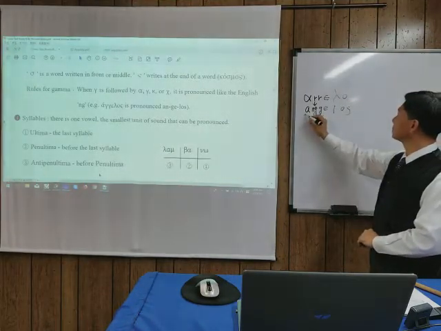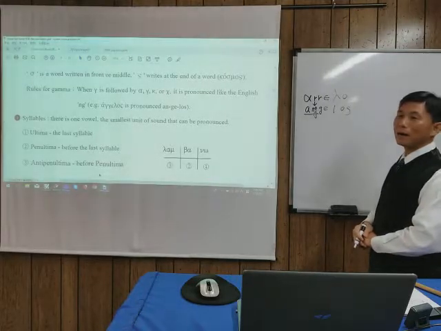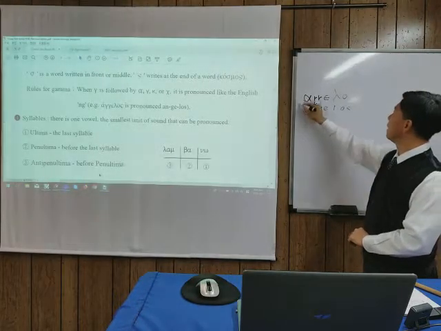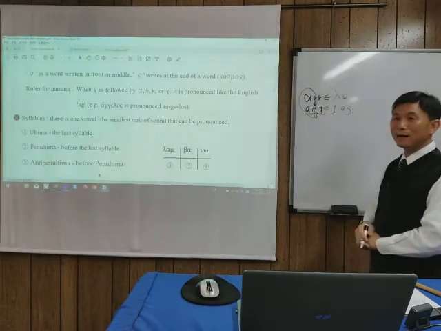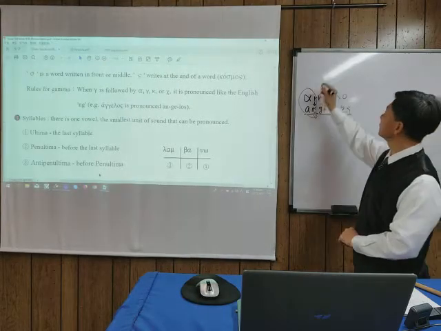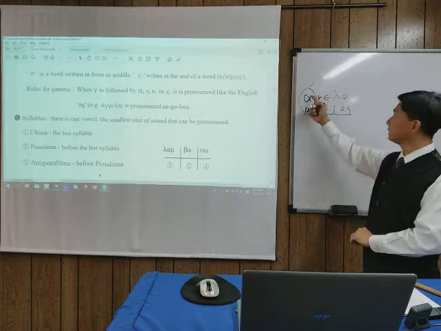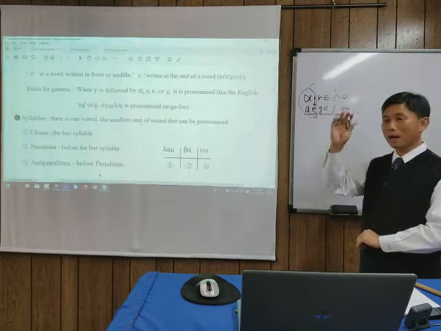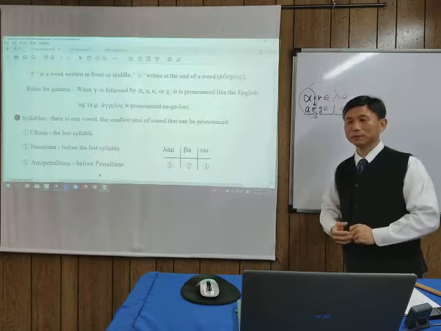So the first syllable, ang, right? And then gel, los. And then the accent is on top of the alpha, so it's a rising sound. So ἄγγελος.